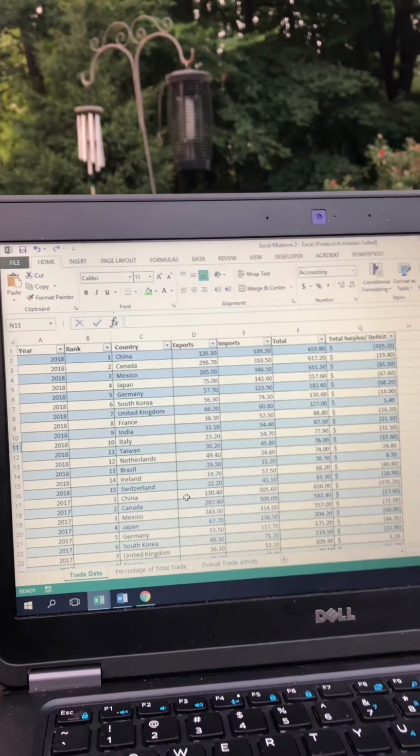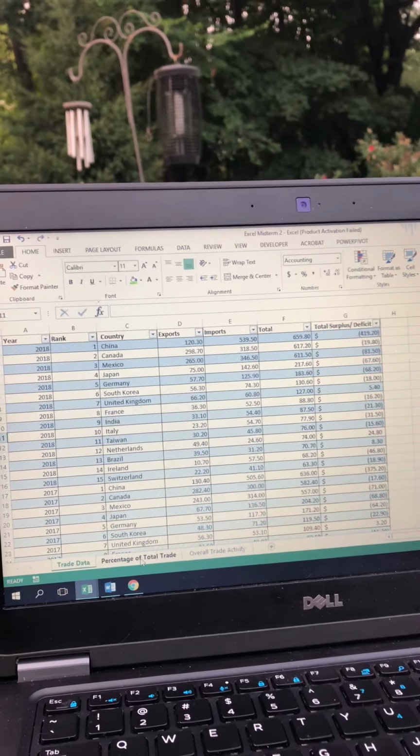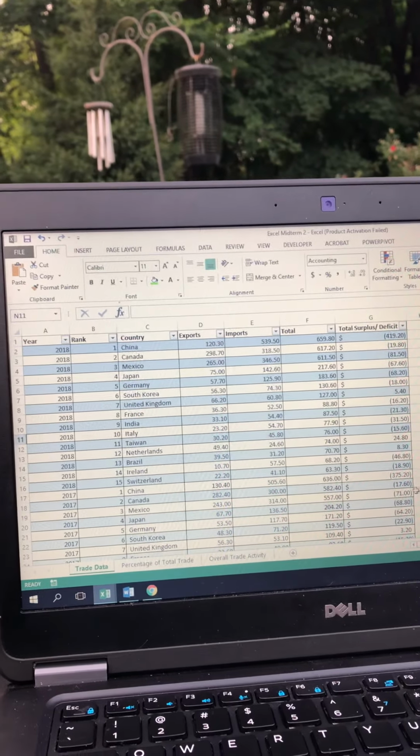And I'm sorry for my camera quality. I don't have a camera on my computer, so I have to record it with my iPhone.